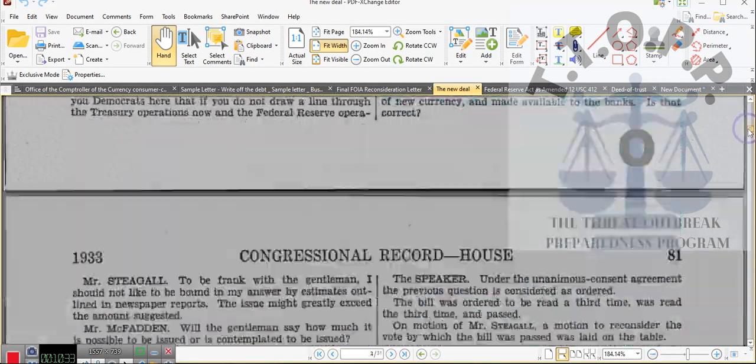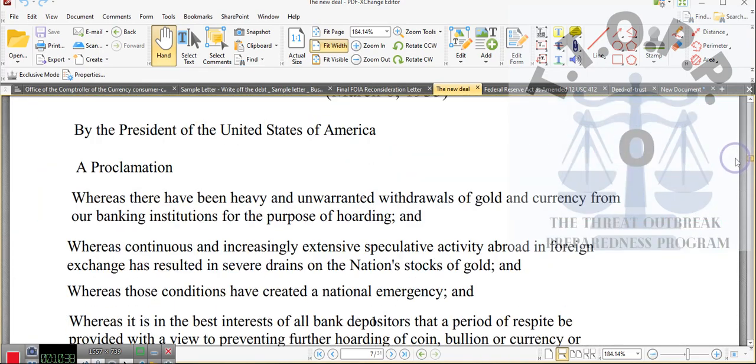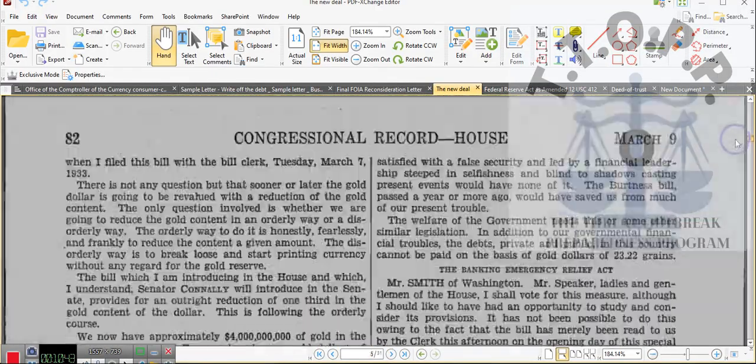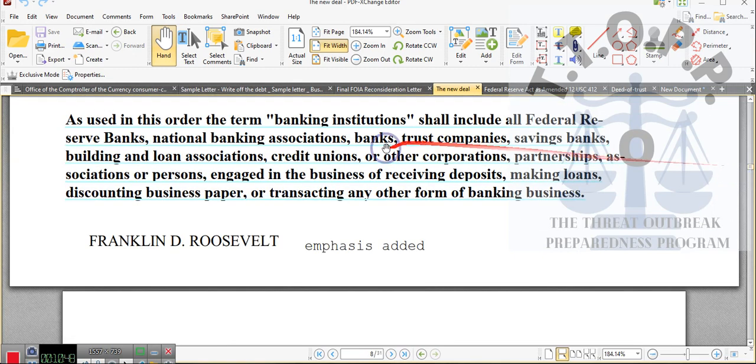Give me a second. We've got to scroll down. And we have to go to presidential, pay attention, presidential proclamation declaring a bank holiday, 2039. Why? Because the president, not the general, but the president said, as used in this order, the term banking institutions shall include all banks. What type of banks? Well, persons engaged in the business of receiving deposits.